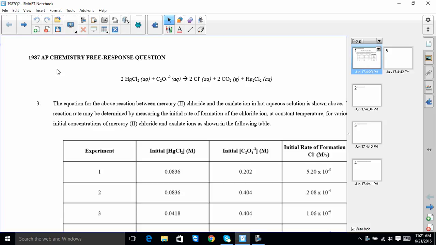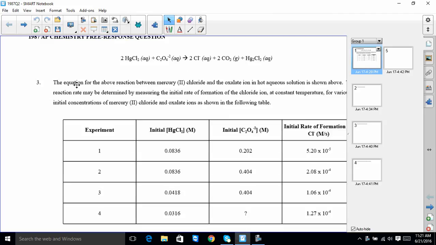Okay, this is 1987. I don't even know if you can get to answers on these online anymore, but give it a shot. So it's a 1987 AP Chemistry free response question, and the equation for the above reaction between mercury II chloride and the oxalate ion in hot aqueous solution is shown above.